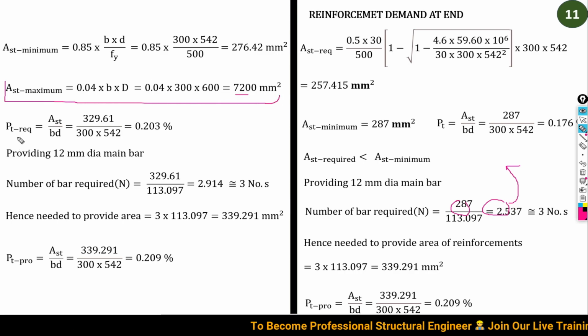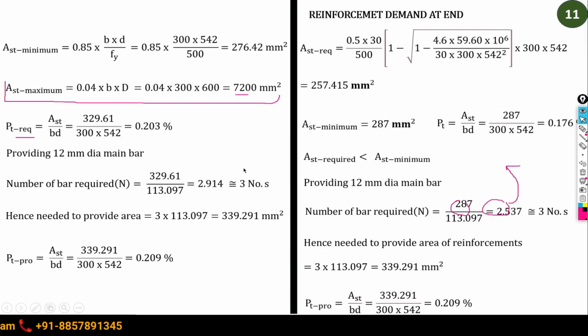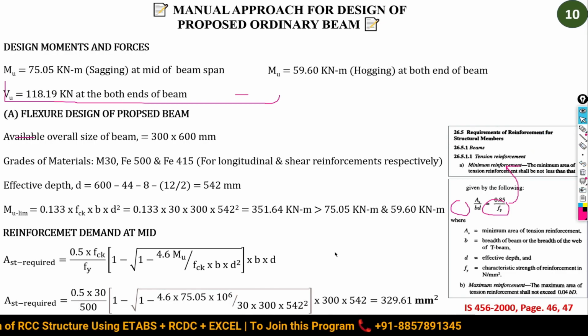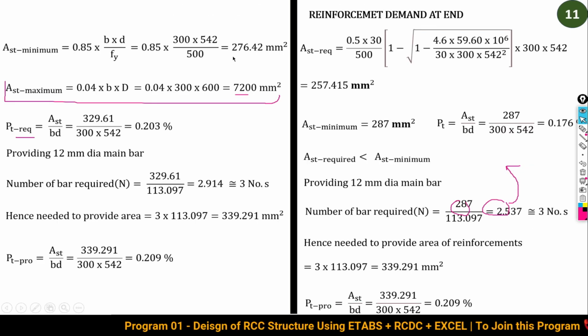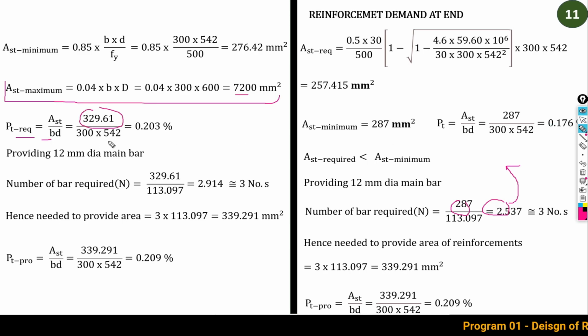Now the percentage of reinforcement required in respect of this demand. Actually you have to compare minimum reinforcement and maximum reinforcement with your ST required. Here ST required is 329. Minimum is how much? 276. So 329 is greater than this minimum value. That's why we are going to provide 329, divided by B into effective depth.